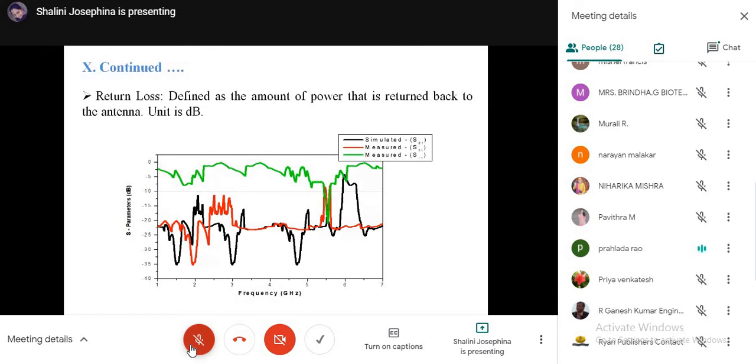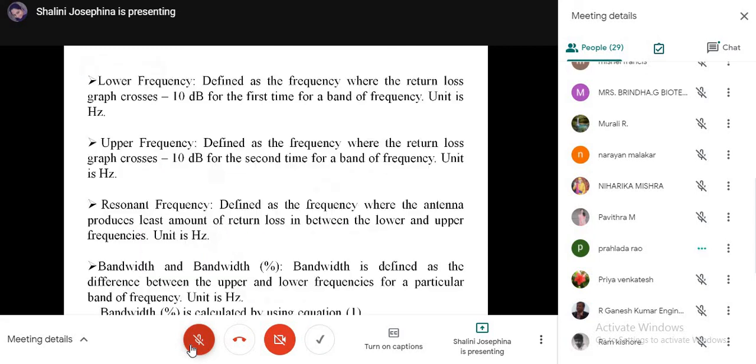Now coming to how you define the resonant frequency. I have defined resonant frequency as the frequency where the amount of return loss is least or minimum in between the lower and upper frequencies. If you can see here, the green graph is going down in between the lower and upper frequencies, where it is touching the least value, approximately minus 21 dB. That frequency is your resonant frequency. So the resonant frequency in this case is approximately 5.5 gigahertz, and the return loss is approximately minus 21 dB. That is how you define the resonant frequency and return loss.